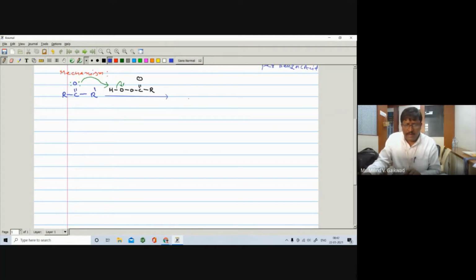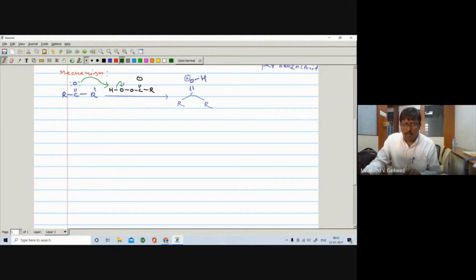So here you can write like this one. C, here is R, here is R, here is a double bond, oxygen. One of the lone pairs forms a bond, so oxygen carries positive charge. Oxygen carries positive charge, right? Now, as oxygen carries positive charge, we have to neutralize.